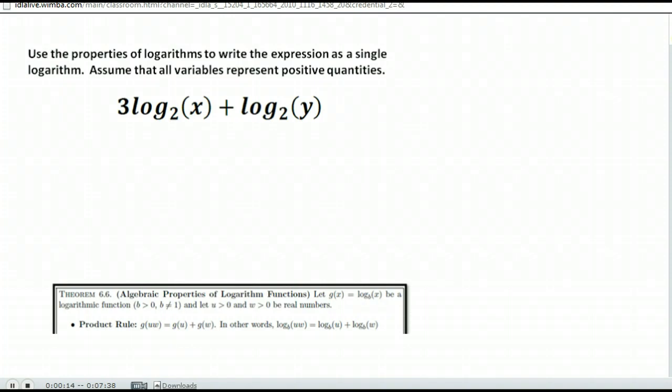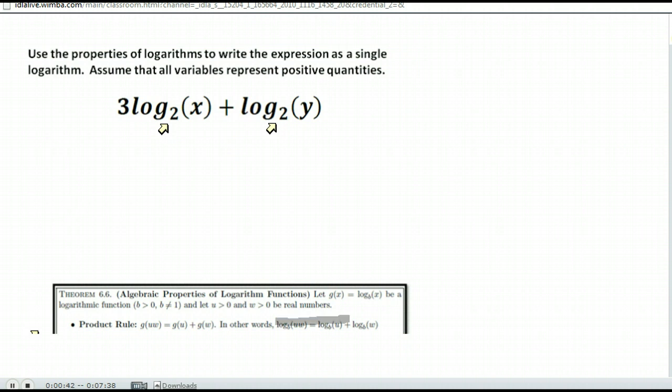expression. One thing that's important to note is that in order to do this, you do have to be using the same base for your log. So notice these are both log base 2, so I can go ahead and do this. We're going to use those same properties of logarithms we used to expand the expression, only this time we're going to condense it as much as we possibly can.